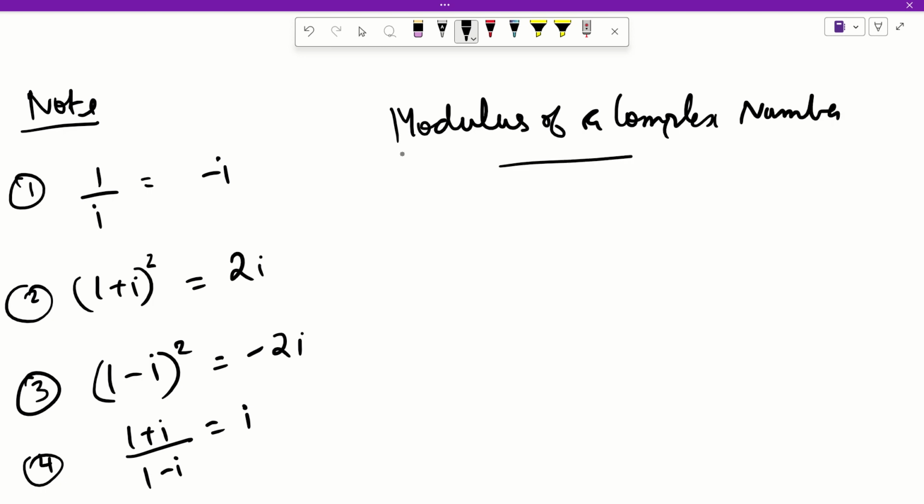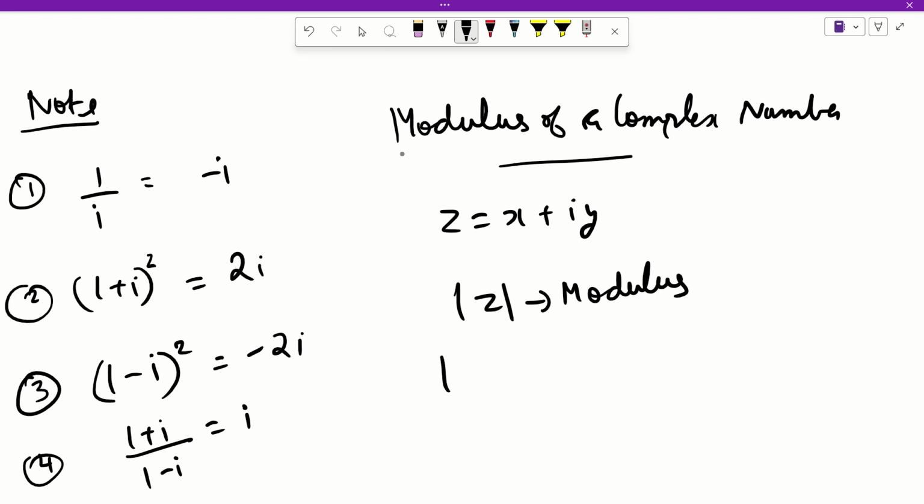Modulus. We know that z is equal to x plus iy, right? Then what is mod z? Modulus is represented by mod z. So mod z is equal to root of x square plus y square.